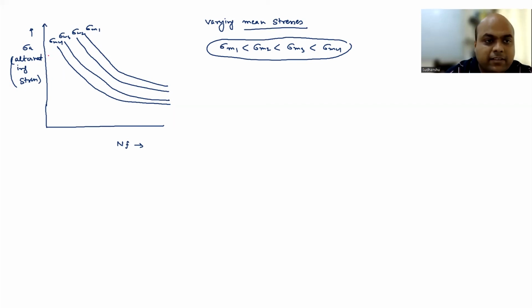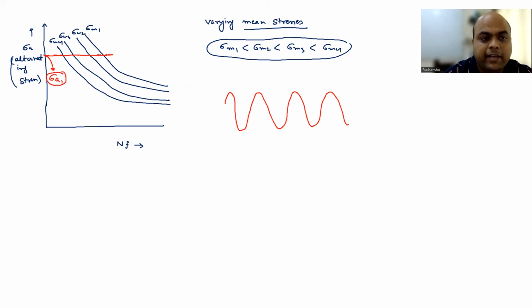Okay. So now let's take the same value of alternating stress. So I'm taking say this particular line. Okay. The same value of alternating stress and we are now varying the mean stress. So now let's talk about sigma M1 and sigma M2. So sigma M1 is less than sigma M2. Okay. So say we have this particular fatigue cycle where alternating stress is sigma A, let's say 5, so that we don't get confused. Okay, so sigma A 5 is your alternating stress, and for sigma M1, this is the particular situation you have, right?